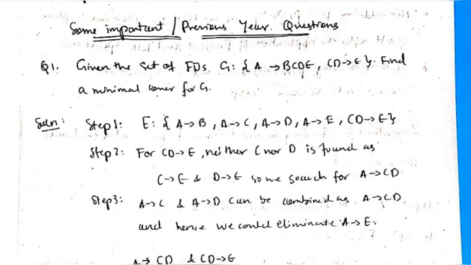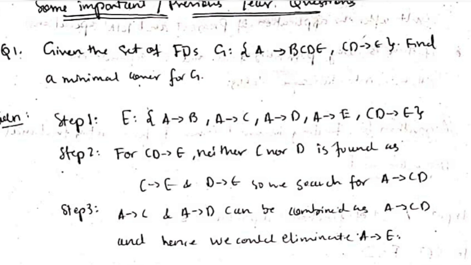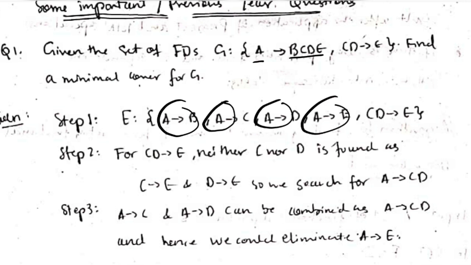Here are some of the important and previous questions. The questions you can expect in the exam are of these types: given a set of FDs, find the minimal cover of G. So you have to find out whether this is the minimal one or not. First you write what is given: A tends to BCDE. Separate it: A tends to B, A tends to C, A tends to D, A tends to E, and CD tends to E. If the RHS has some multi-valued attribute, you have to separate it.